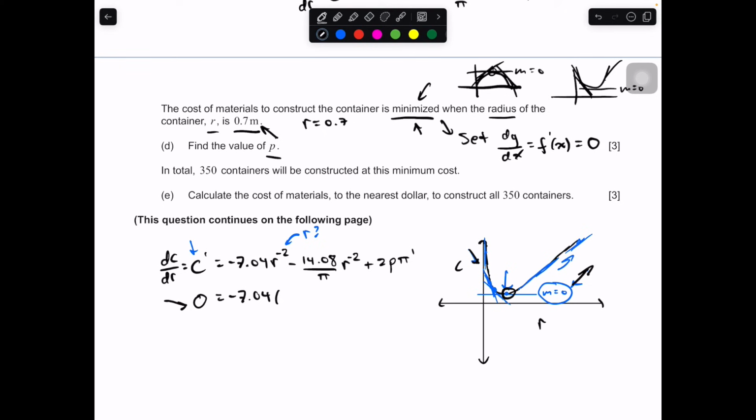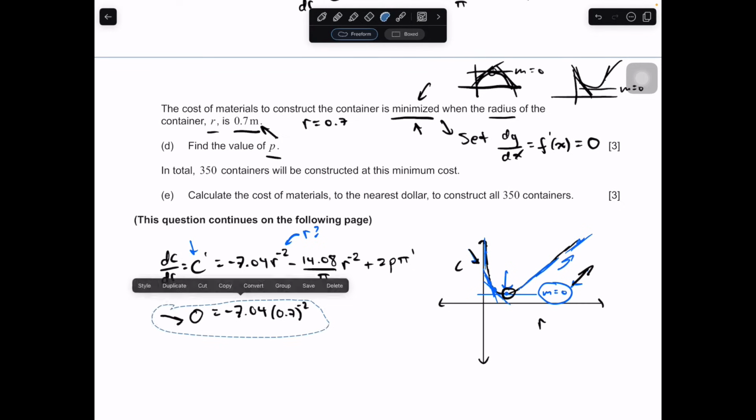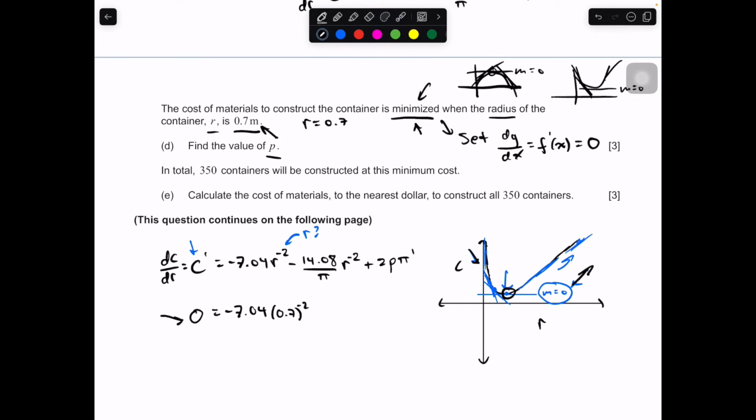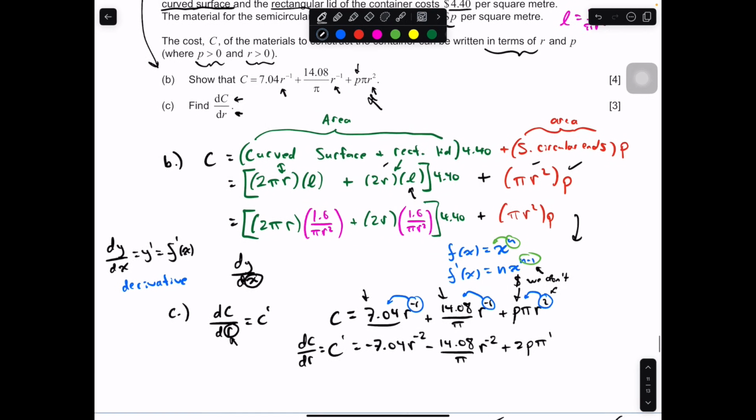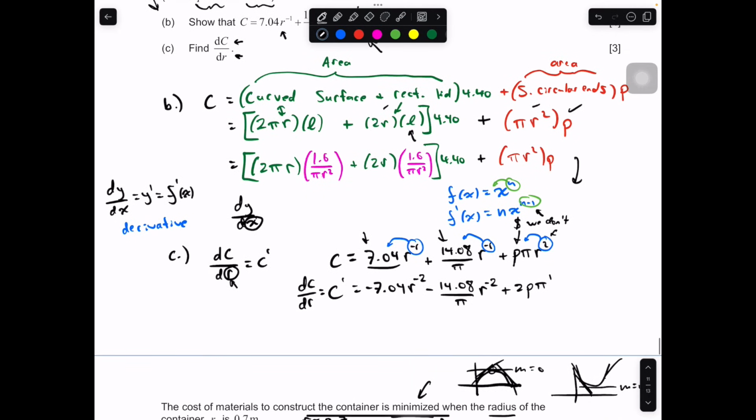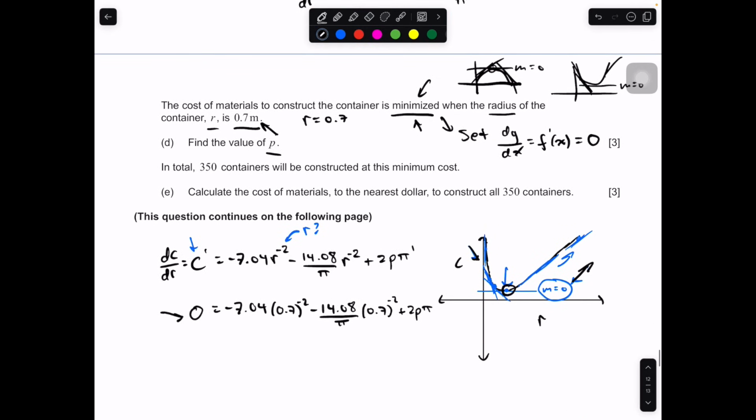So when r is equal to 0.7, to the negative 2, I'm going to get a little more space. When r is equal to 0.7 to the negative 2, minus 14.08 over pi, and then r is again 0.7 to the negative 2, plus 2p, and then this is just pi. Is that all it is? 2p pi? Our derivative, no, it's 2p pi r to the 1. So r squared becomes 1. So 2 pi r, and then r once again is equal to 0.7.